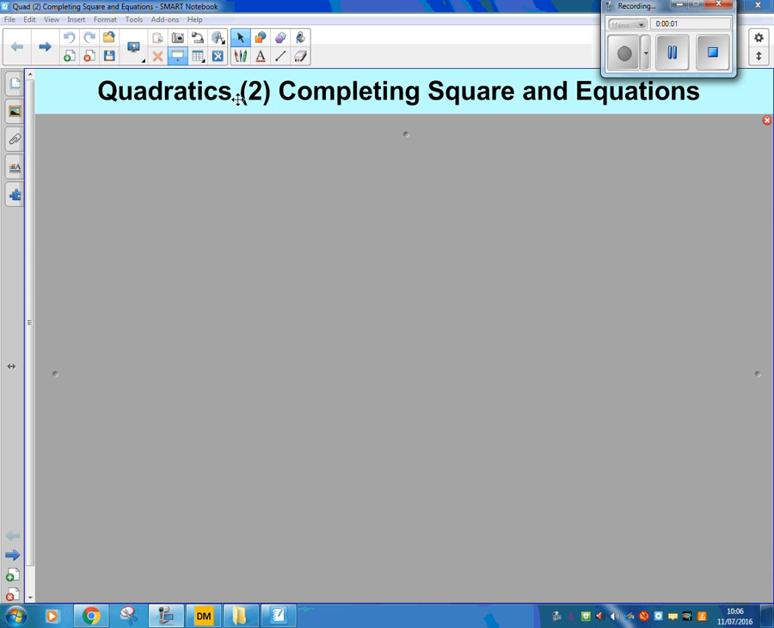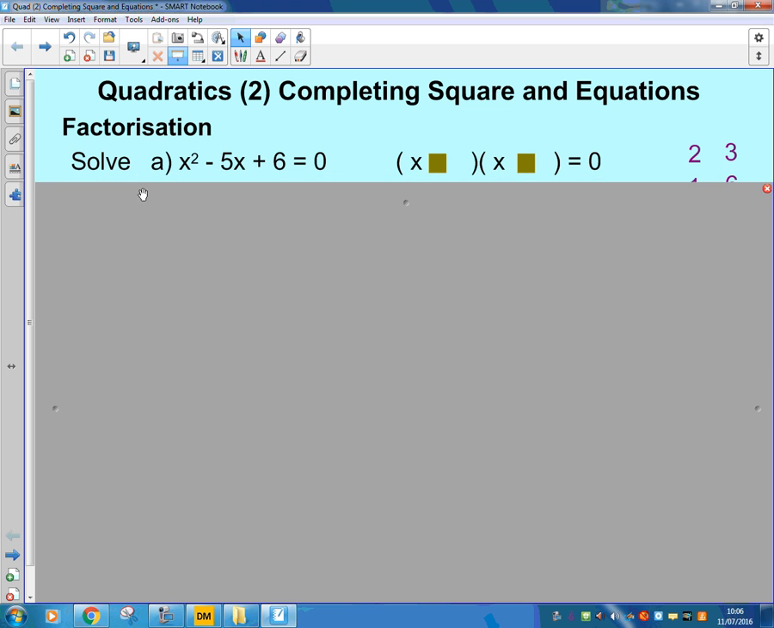Second video on quadratics, and it involves solving equations, and most of the time we're going to be looking at completing the square, but we're also going to look at factorization. There are actually three ways that you can solve quadratic equations. We can do completing the square, we can do it by using the formula, which we'll look at in the next video, and you can also do it by factorization. Now usually if you're not told a particular way to do it, then we'd usually use factorization if we can, because that's going to be the quickest.